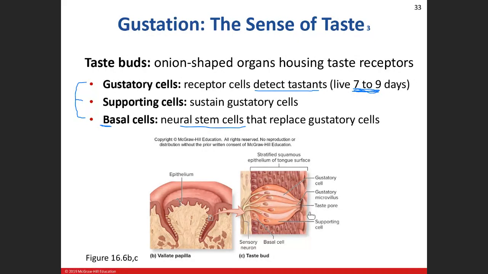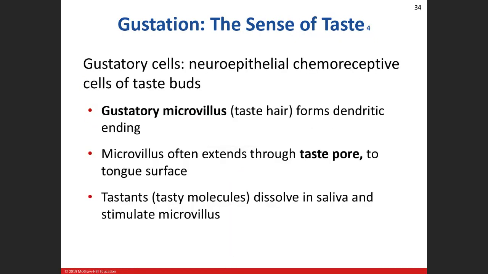So when you're mixing up saliva with whatever it is that you're ingesting or chewing on or eating, you break up those food particles, they'll come in contact with these microvilli here at the top portion. All right, so those microvilli are just dendritic endings. Okay, they extend through that taste pore, they come in contact with the tastants, and voila, then you have your gustatory sense of taste. We're going to get into it in much more detail in chapter 26 when you learn about digestion. You're not really going to talk about taste that much, but you talk about the mechanical and chemical processes of digestion, and it starts there in the mouth.